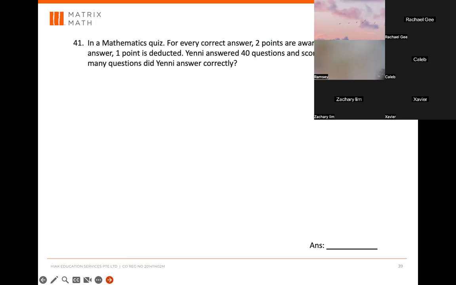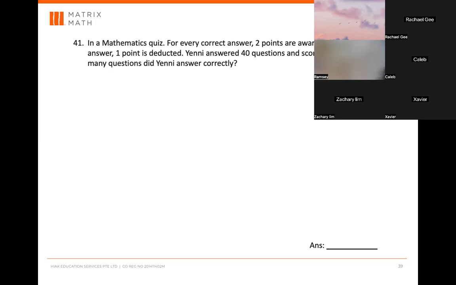So question 41, in a mathematics quiz, for every correct answer, 2 points are awarded, okay? For every wrong answer, 1 point is deducted. Yenny answered 40 questions and scored 53 points. How many questions did Yenny answer correctly? Some of you can do guess and check, okay? But in Matrix Math, we teach you how to do assumptions, which is like supposition.